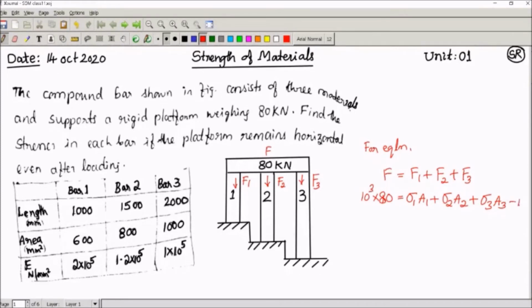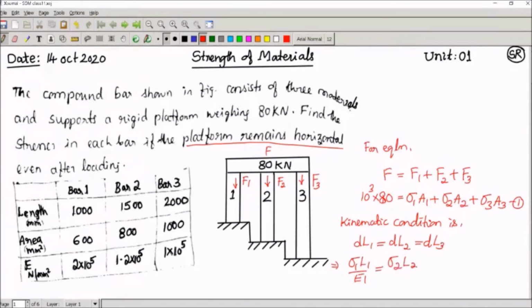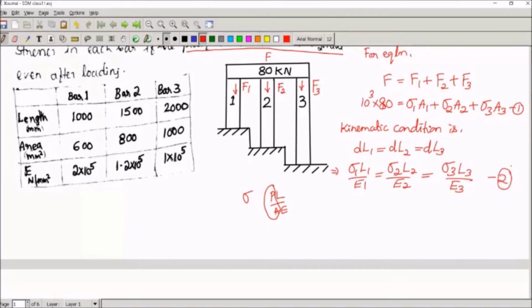So this is one of the equations, and the kinematic condition is that the platform remains horizontal even after loading. It means that even after applying the 80 kilonewton load, for the platform to remain horizontal, the deformation in 1, 2, 3 should be equal. So delta L1 is equal to delta L2 is equal to delta L3. In terms of stress, I can write it as sigma 1 L1 by E1 is equal to sigma 2 L2 by E2 is equal to sigma 3 L3 by E3. So this is equation number 2. If you solve equations 1 and 2, you will get the answers like this.